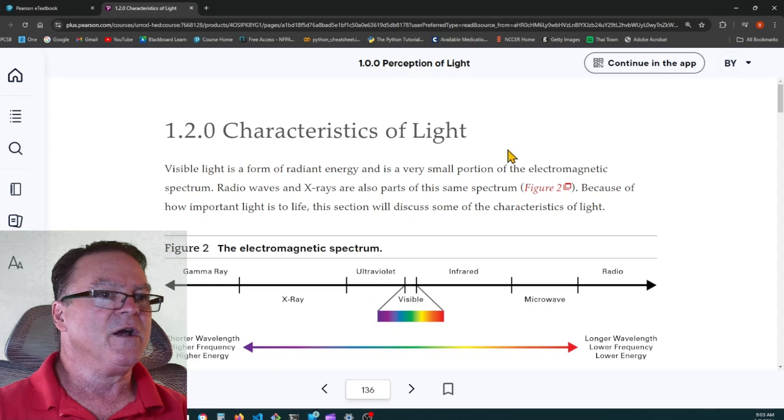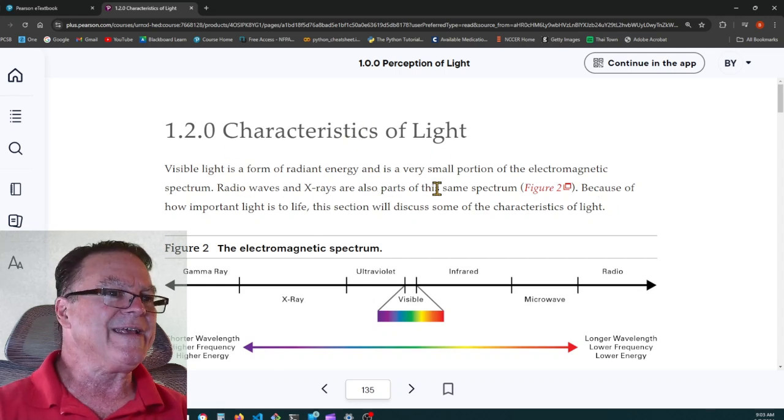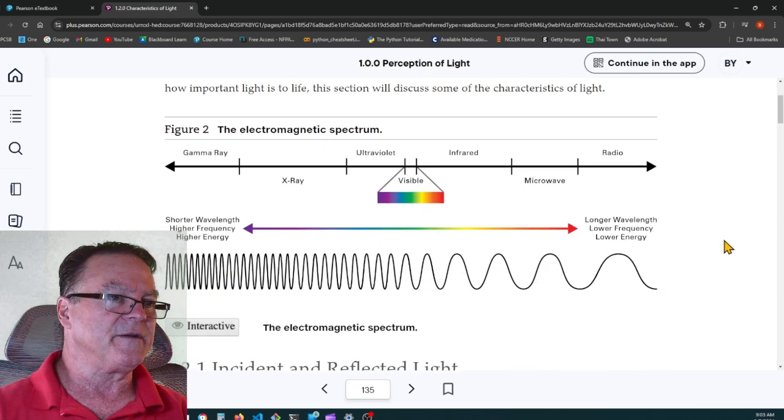Characteristics of light. Visible light is a form of radiant energy in a very small portion of the electromagnetic spectrum. Radio waves and X-rays are also part of the same spectrum. Because of how important light is to life, this section will discuss some of the characteristics of light.